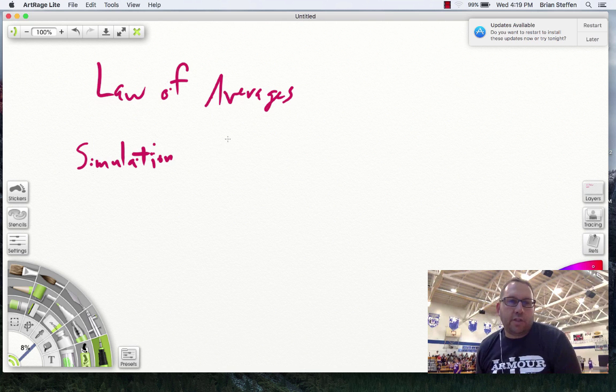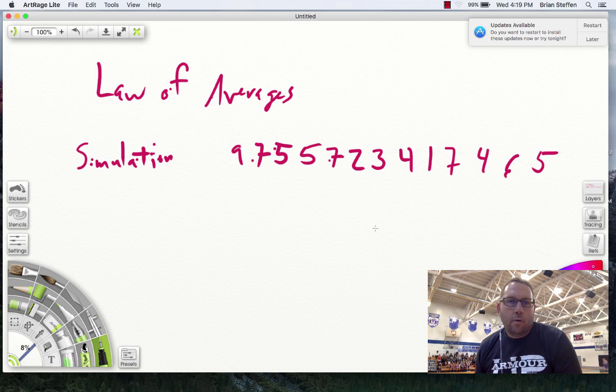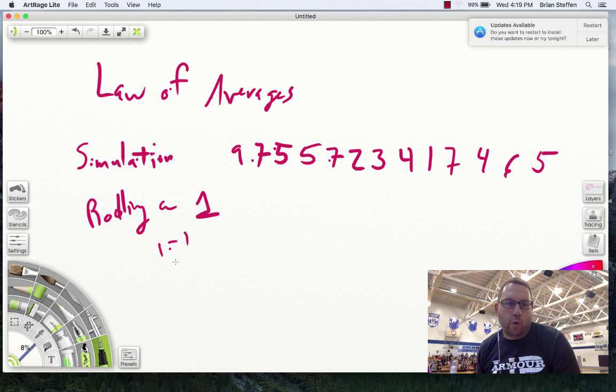So how can we run a simulation? Let's say we have a random digit table, and we've pulled these numbers off of a random digit table. So we have all these numbers here, and we're simulating rolling. We're going to stick with this idea of a die, rolling a 1. All right, I first need to assign each of the die numbers, and we're going to assign them 1 to 1. So a 1 is equal to a 1, a 2 is equal to a 2. And then we're going to ignore 7, 8, 9, and 0.